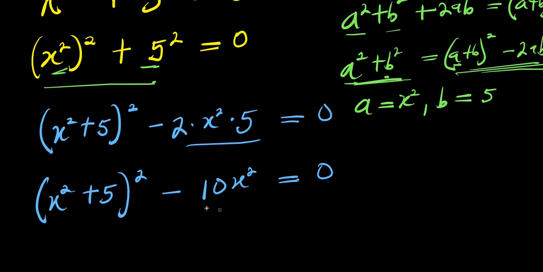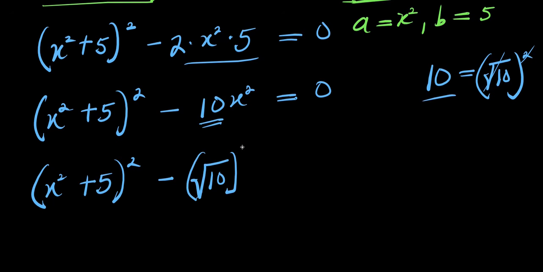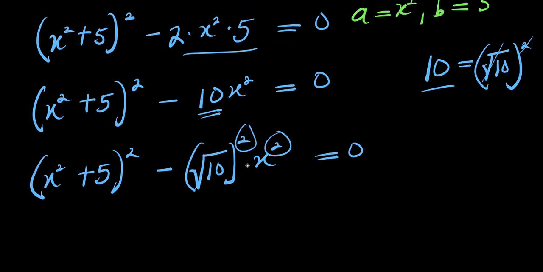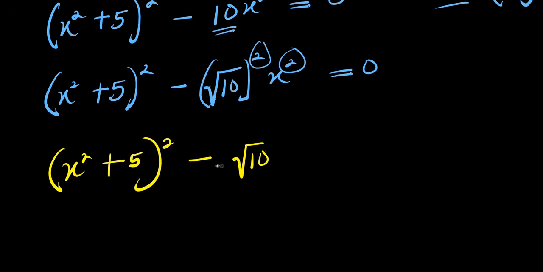Now, there's 10 here. I can decide to express 10 as square root of 10 raised to the power of 2, because this eliminates this, I have 10 again. So I will simply have x squared plus 5 power 2 minus square root of 10 power 2 x squared power 2. Remember, we can take the common exponent. x squared plus 5 power 2 minus, this is root 10 times x, or x root 10 power 2. I've just taken the common exponent, and this equals 0.